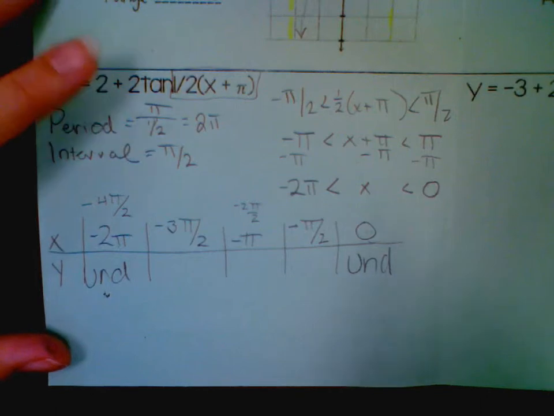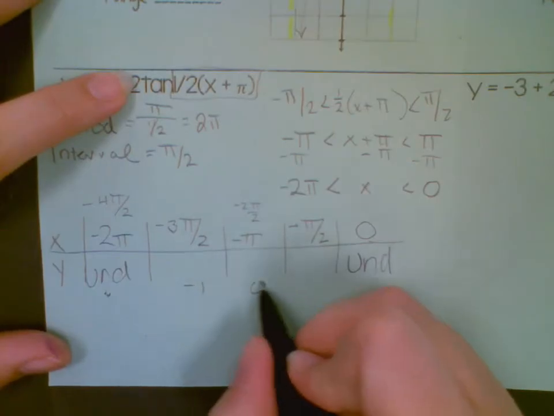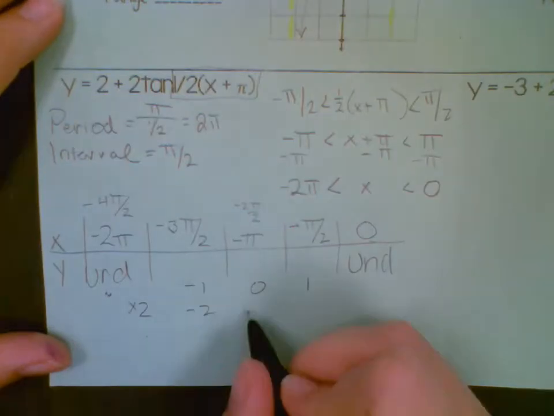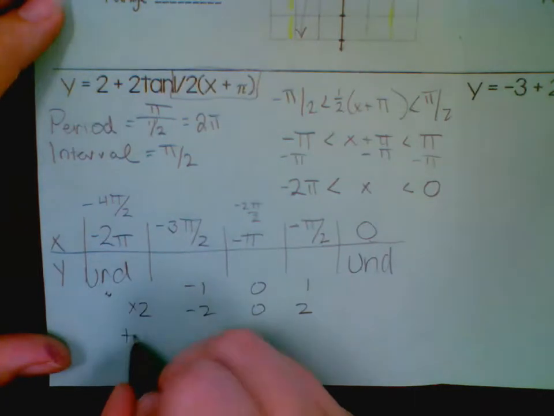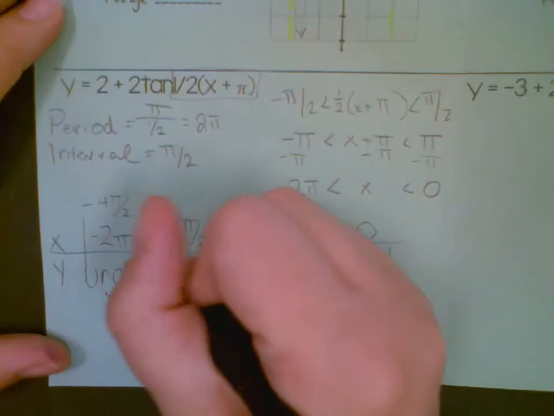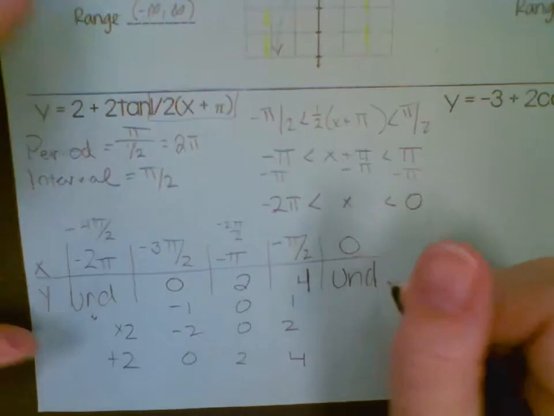So our normal y values for tangents are negative 1, 0, and 1. So apply your amplitude, and then apply your shift. And those are going to be the numbers that we use to graph, with our endpoints being our asymptotes.